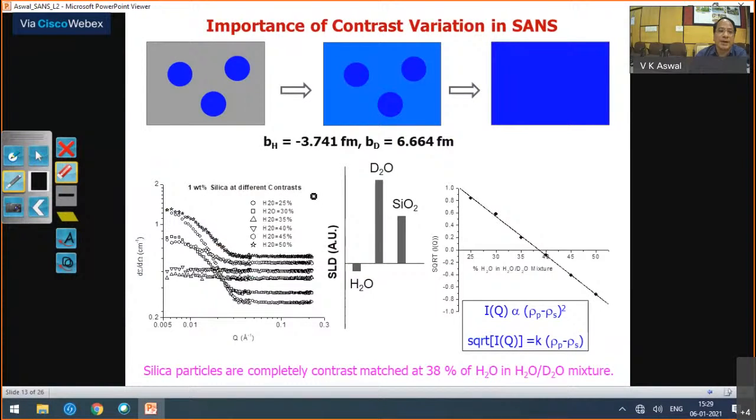So how do you contrast match a particular component in a system? Let's say in this particular slide, I want to contrast match silica nanoparticles which are dispersed in water. They may be visible like they are seen here. Now slowly what I will do is change the solvent. So the water is suppressed, and at some point they will become invisible. They will be contrast matched to the solvent.